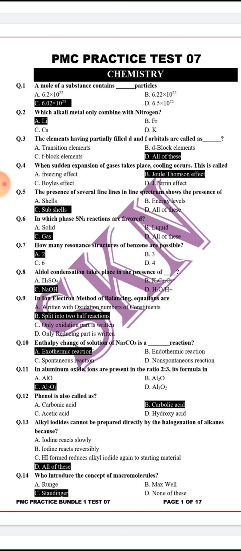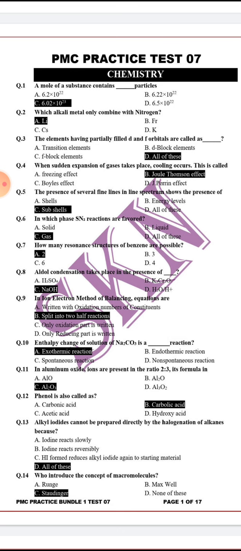Question number 2: which alkali metal only combines with nitrogen? As you have read in the book, in the peculiar behavior of lithium, lithium is the only alkali metal which combines with nitrogen to form Li3N.